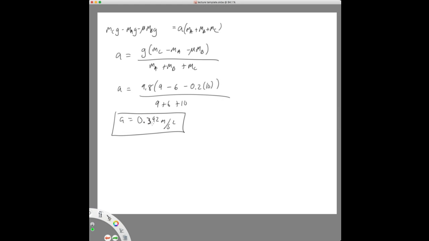We either add in the friction if it's there, or we don't. If there's a ramp, we tilt our axes. If there's a pulley, we do the trick with the blue arrow. So it comes down now to you guys just practicing.